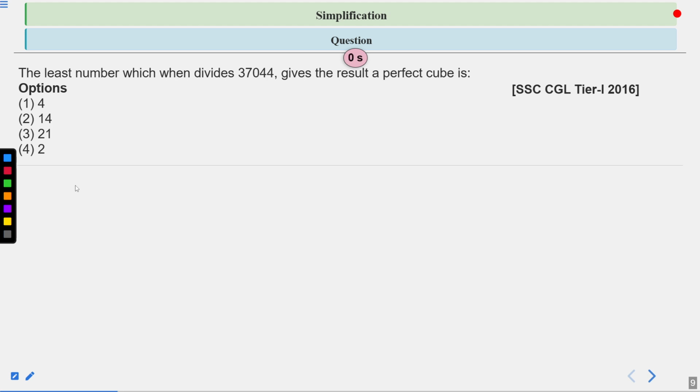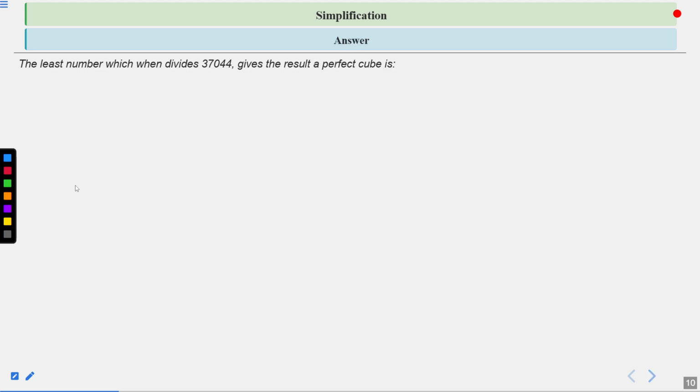Now time's up. Let's see the solution of this question. The question says: the least number by which 37,044 should be divided to give the result of a perfect cube. In this type of question, first we need to prime factorize the number, then we can get our answer. The correct answer of this question is the first one, which is 4. Now see the detailed solution using concept 2.7 in this question.